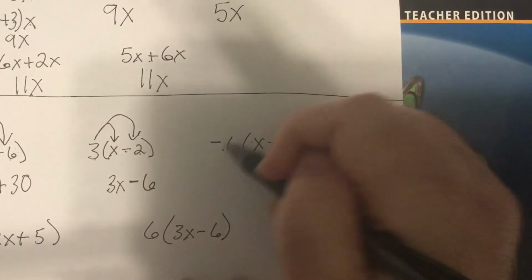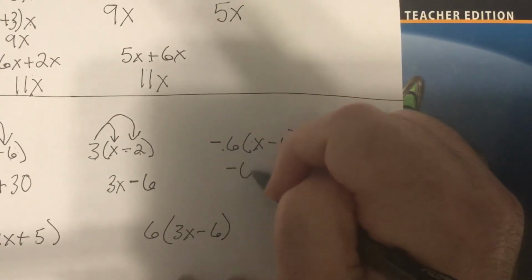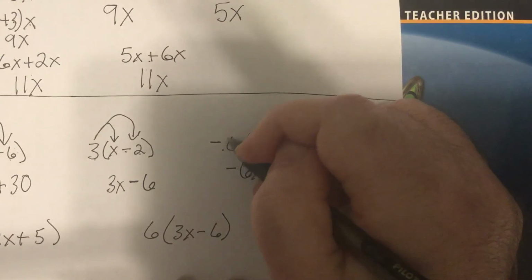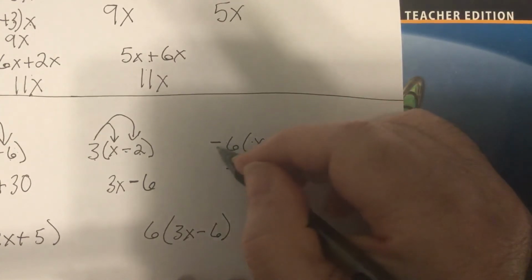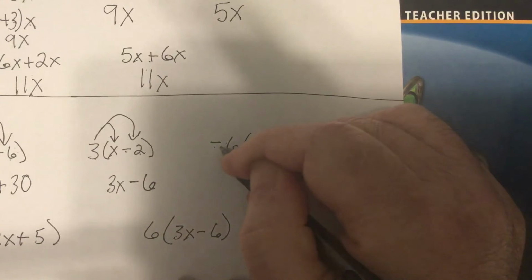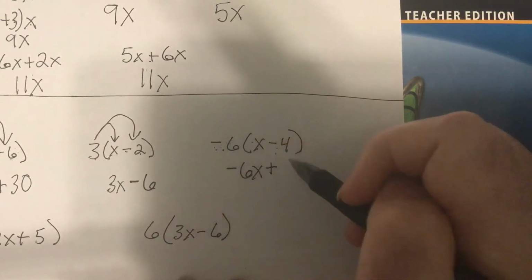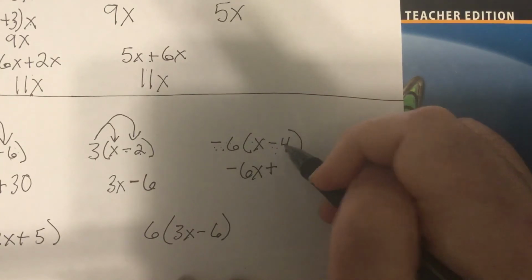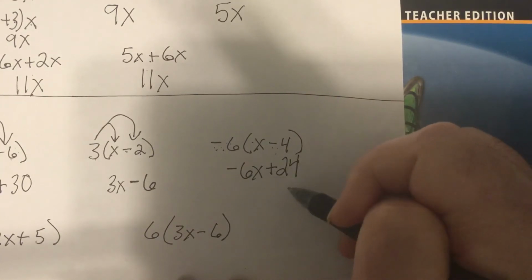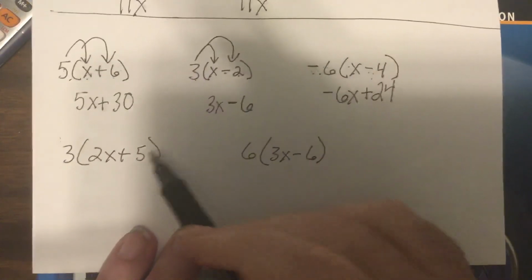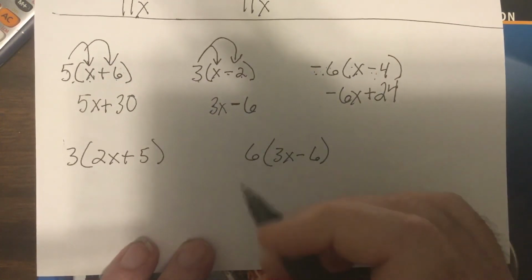Then minus 6 times x is minus 6x. Minus 6 times minus 4. 2 negatives, oh tricky. 2 negatives make a positive, and minus 6 times minus 4 would be plus 24. Do these two for me, please.